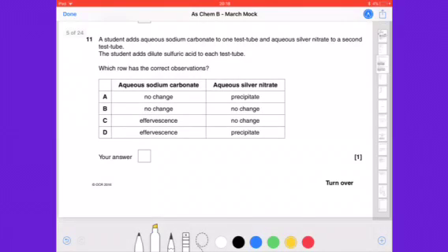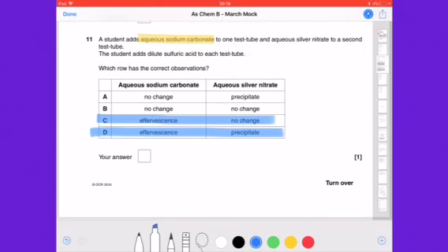Okay, question 11. The reaction here is actually 2 reactions, one in each test tube. You're going to be adding dilute sulfuric acid to a solution of sodium carbonate and also to a solution of silver nitrate. Treat each of these 2 equations separately just to begin with, and we're going to think about the reaction with sodium carbonate first. When you add an acid to sodium carbonate, you should get the reaction where a salt, water and carbon dioxide are produced, which means that you narrow down your answer immediately to C and D, because those are the 2 with effervescence.